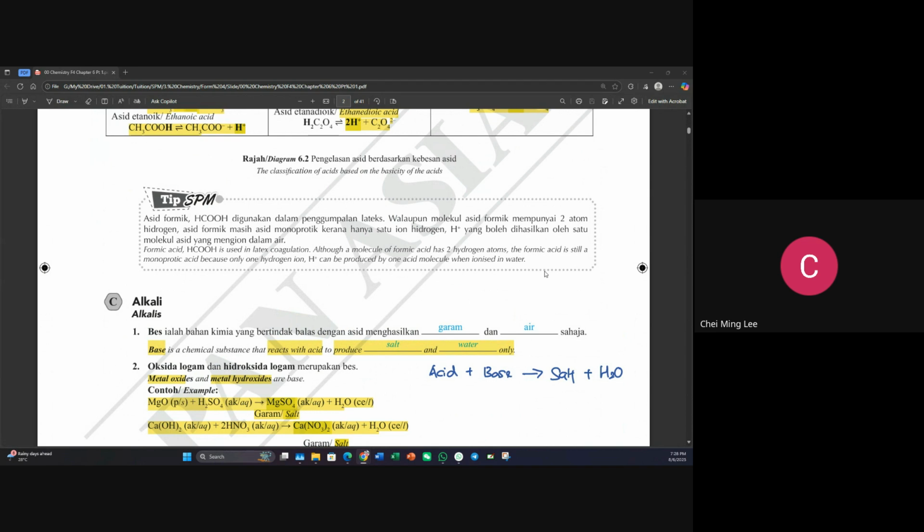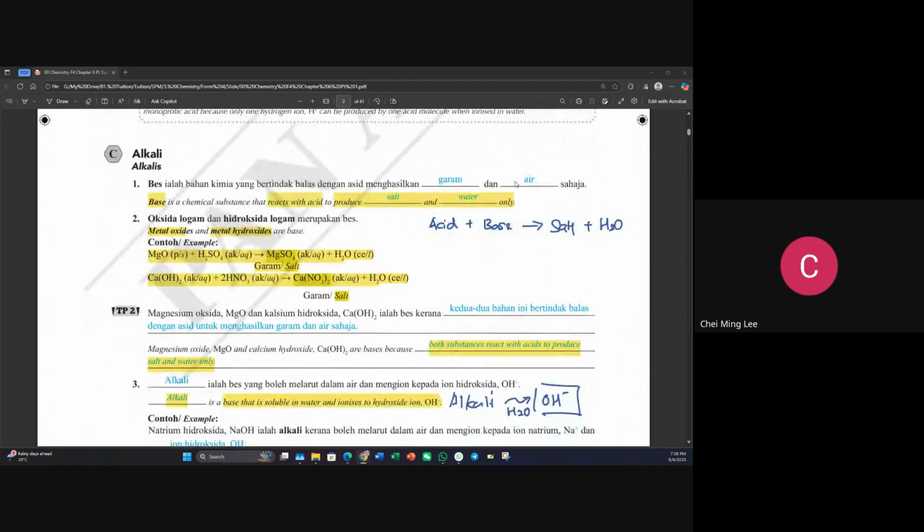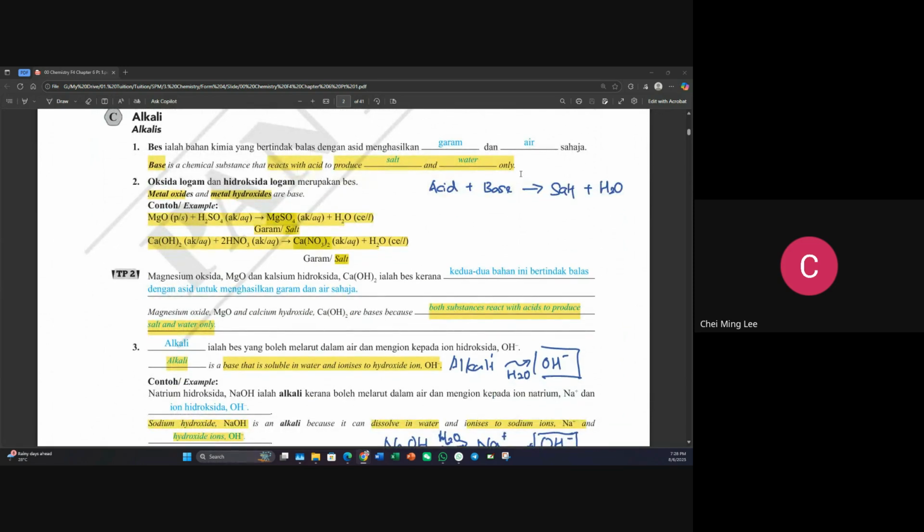Next we talk about alkalis, or in short, base. A base is a chemical substance that reacts with acid to produce salt and water only. For example, metal oxides and metal hydroxides are bases. Magnesium oxide reacts with sulfuric acid to create magnesium sulfate, which is the salt, with water.